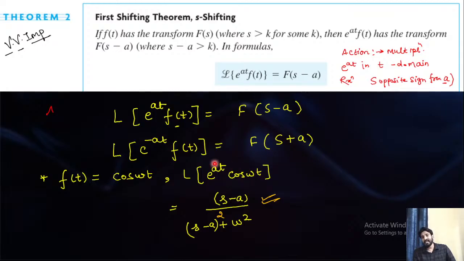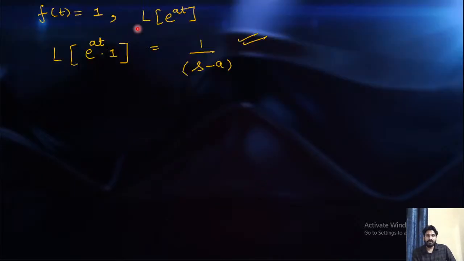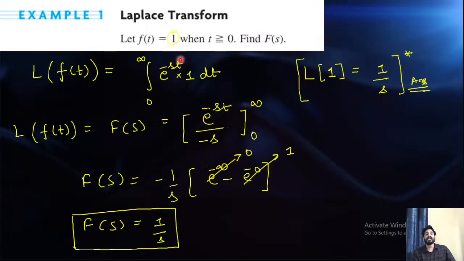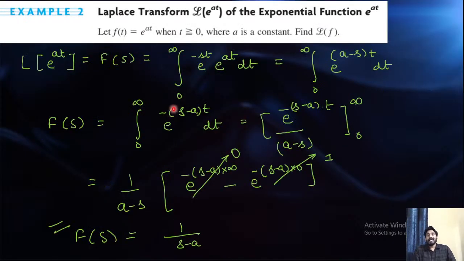And with the help of it, we calculated the Laplace transform of e raised to power at cos omega t. After that, we calculated the Laplace of 1. If you remember, the Laplace of 1 formula is 1 by s, and we already calculated the Laplace of e raised to power at with the help of the integral definition of the Laplace. But there is no requirement to follow this integral definition, because if we have to do the integration, then what is the point of the Laplace transform, right? So with the help of this property we can calculate the Laplace of e raised to power at.